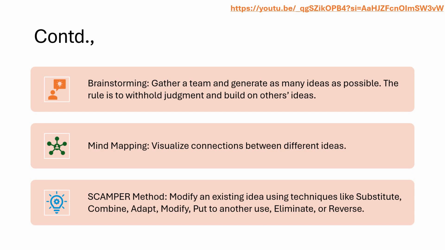Mind mapping is another thing that you can go ahead with. You can visualize connection between different ideas very clearly with proper mind mapping. SCAMPER is one of the most important techniques that we can follow for innovation. Substitute, combine, adapt, modify, put to another use, eliminate or reverse.